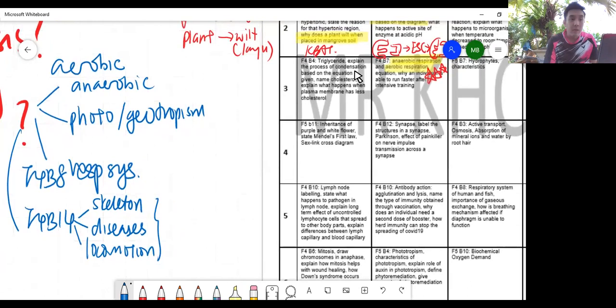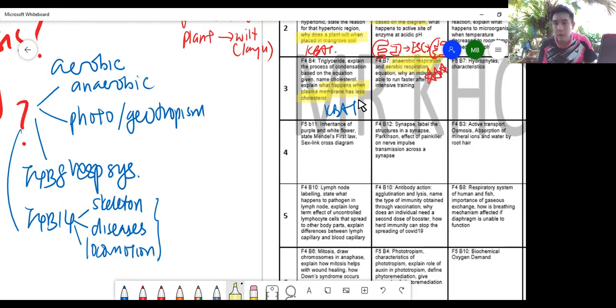Okay, next. This one is nothing much. This is a KBAT question. You can highlight this: what happens when the plasma membrane has less cholesterol? I've been stressing to students a lot: whenever they ask KBAT, most of the time they'll tell you something cannot happen, or that you don't have a certain organelle in one particular cell.